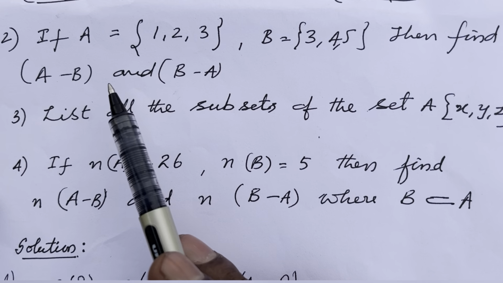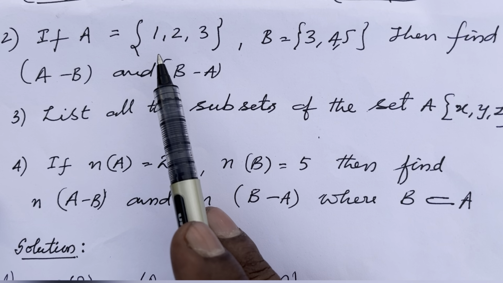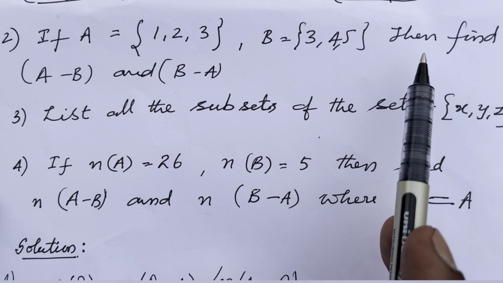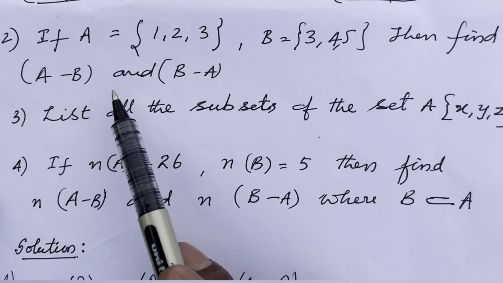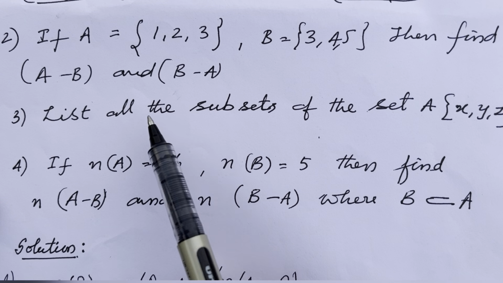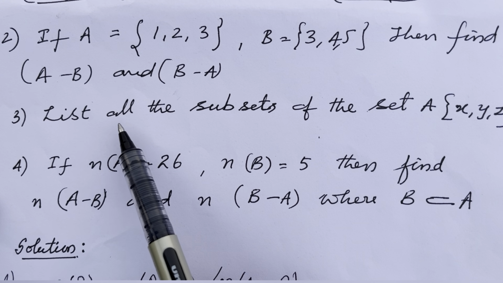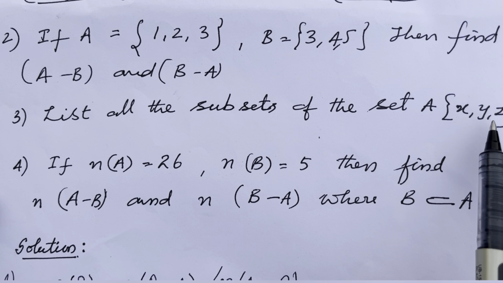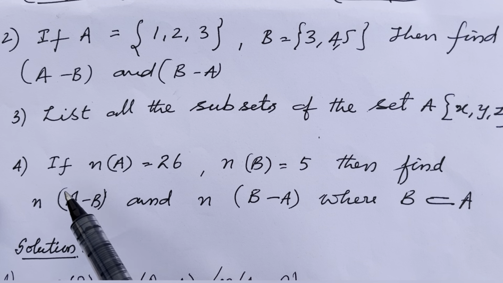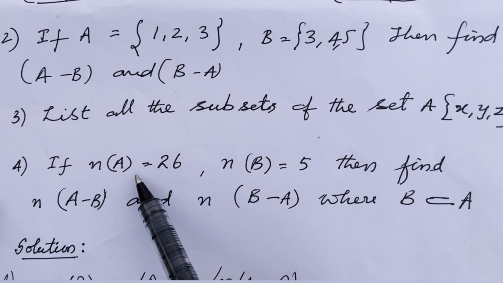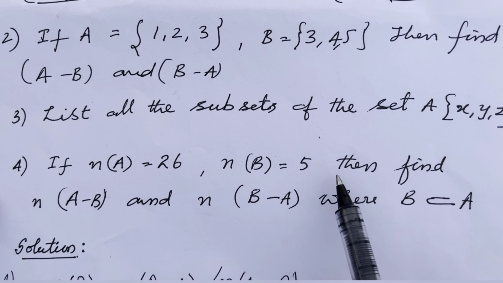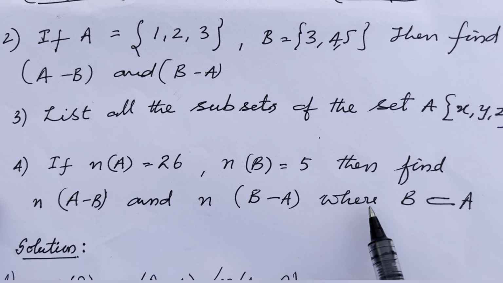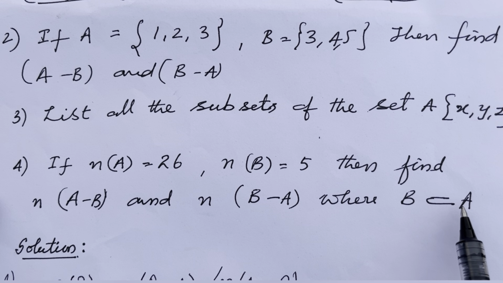Now come to the point of the second sum. A equal to {1, 2, 3}, B equal to {3, 4, 5}. Then find A minus B and B minus A. Next the sum number 3. List all the subsets of the set A {x, y, z}. Next the fourth sum: if n of A is equal to 26, n of B is equal to 5, then find n of A minus B and n of B minus A where B is a subset of A.